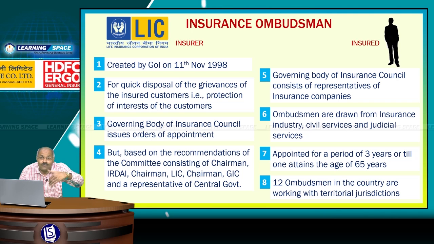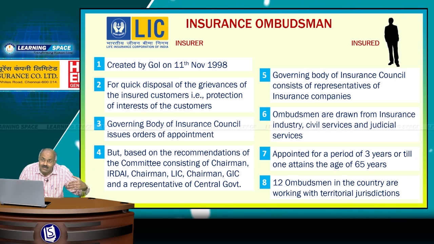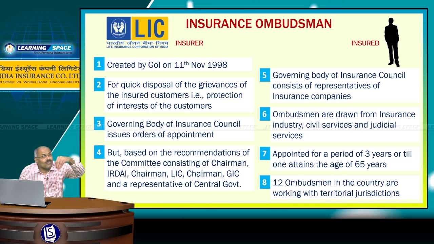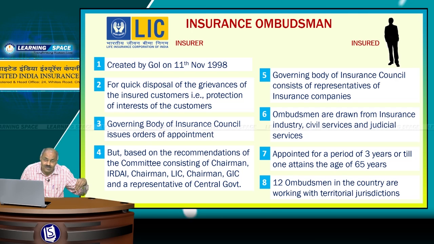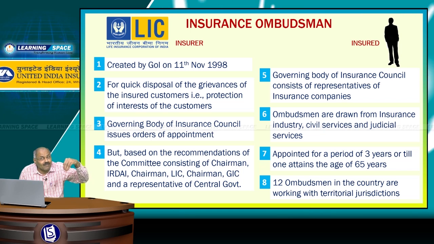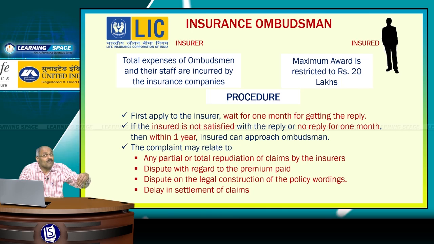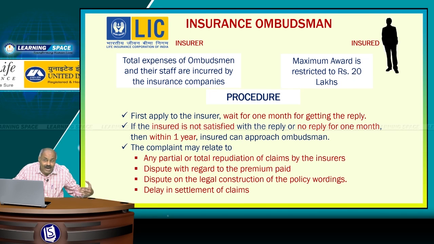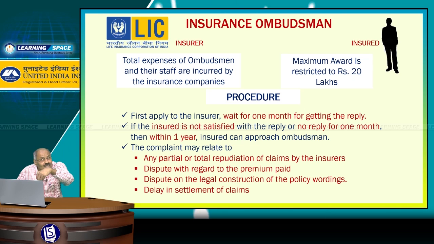Then there are three categories from which the insurance ombudsman is to be selected: insurance industry, civil services and judicial services. Another important point is that the person will be appointed for a period of 3 years or till he attains the age of 65 years. These are the stipulations imposed by the Government of India while giving the order on 11th November 1998. The cost of the ombudsman, or the expenses for the offices of the ombudsman and their staff, are to be borne by the insurance companies only. And the second important point is that the maximum award an ombudsman can give is rupees 20 lakhs.